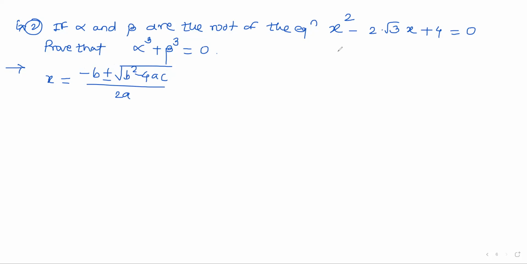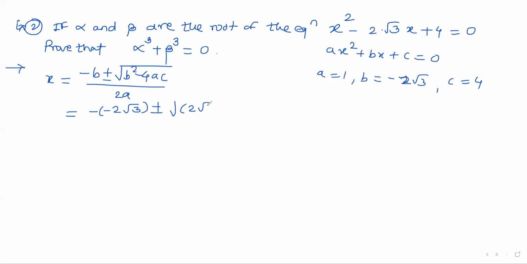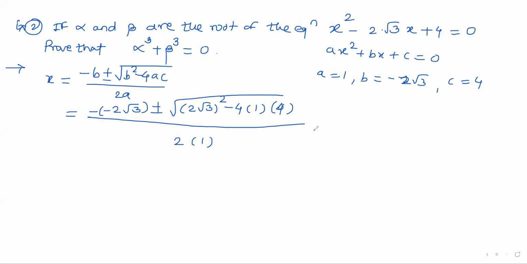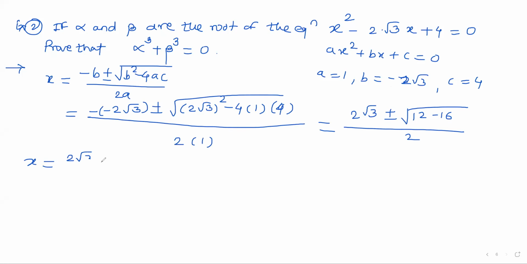So according to this, it is ax square plus bx plus c equal to 0, right? a is 1, b is minus 2 root 3, and c is 4. And therefore, this will become minus b, that is minus of minus 2 root 3, so that will be nothing but 2 root 3 plus minus under root b square, that is 2 root 3 whole square, minus 4 into a, that is 1, into c, that is 4, divided by 2 into a. 2 into a is 2. Simplify this, it will be 2 root 3 plus minus under root, this is 4 into 3, that is 12, 12 minus 16, divided by 2. Again, simplify this, you will get the roots as 2 root 3 plus minus under root 12 minus 16, which is how much? Minus 4, no?